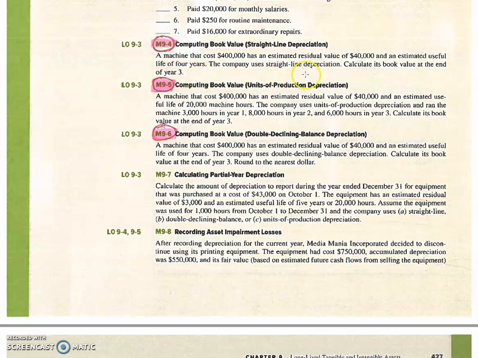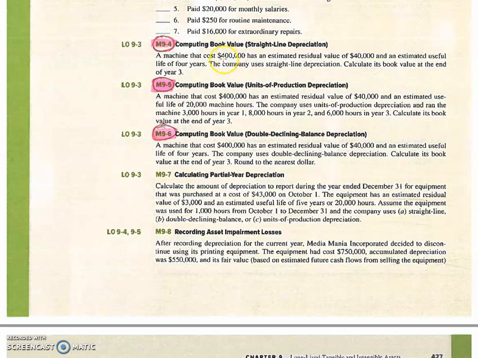So to do this, we need to calculate annual depreciation. So again, $400,000 cost, $40,000 residual value gives you $360,000 of depreciable cost. 4-year life, $360,000 divided by 4 gives you $90,000 a year. So for 3 years, $90,000 a year, it's going to be $270,000 of depreciation.